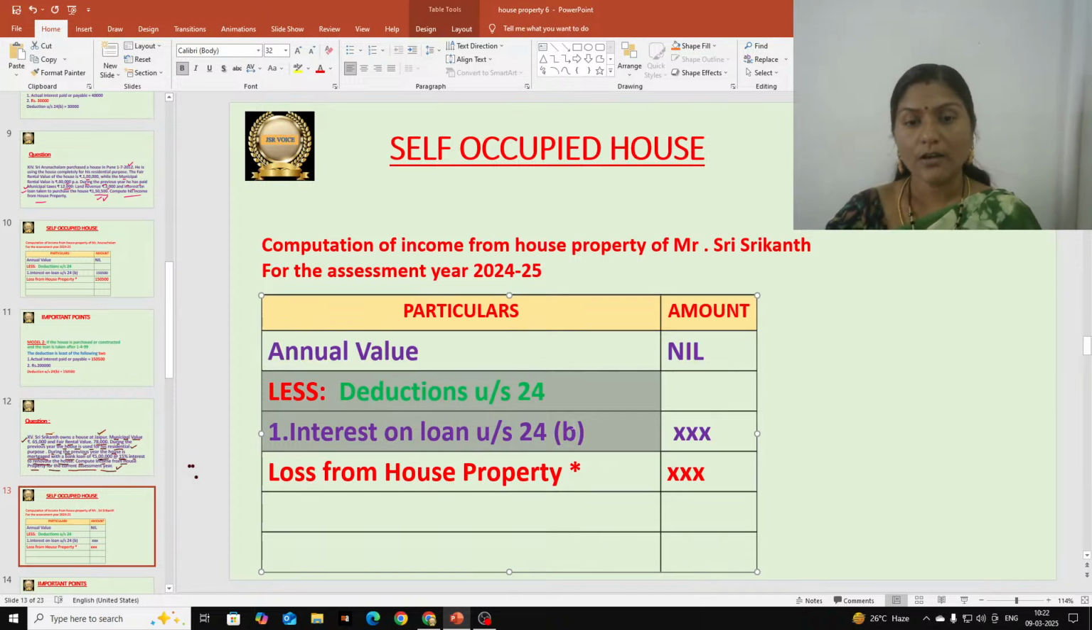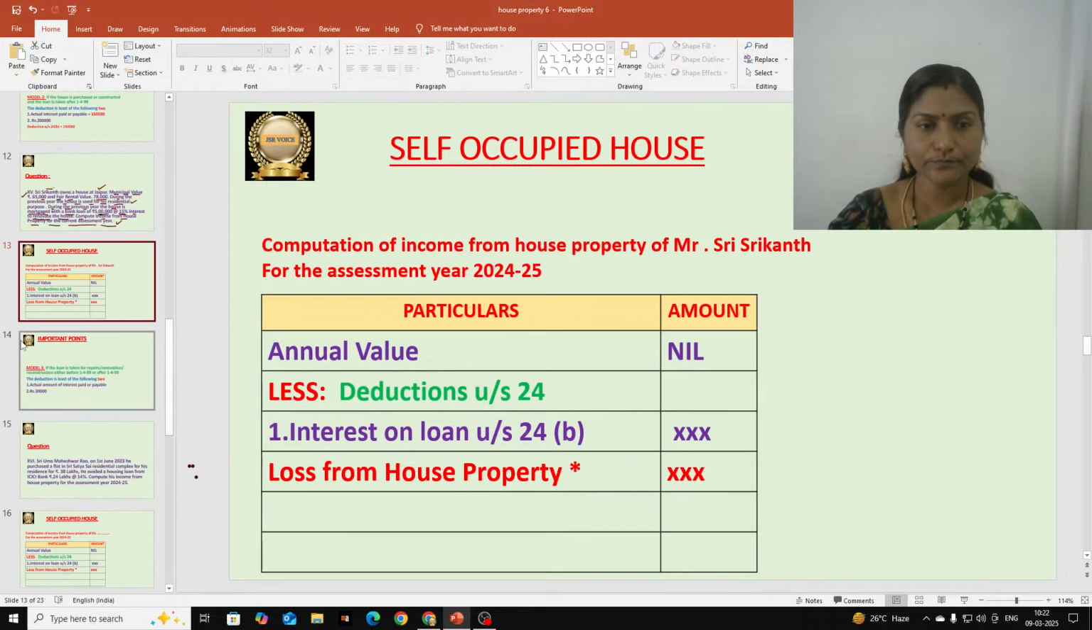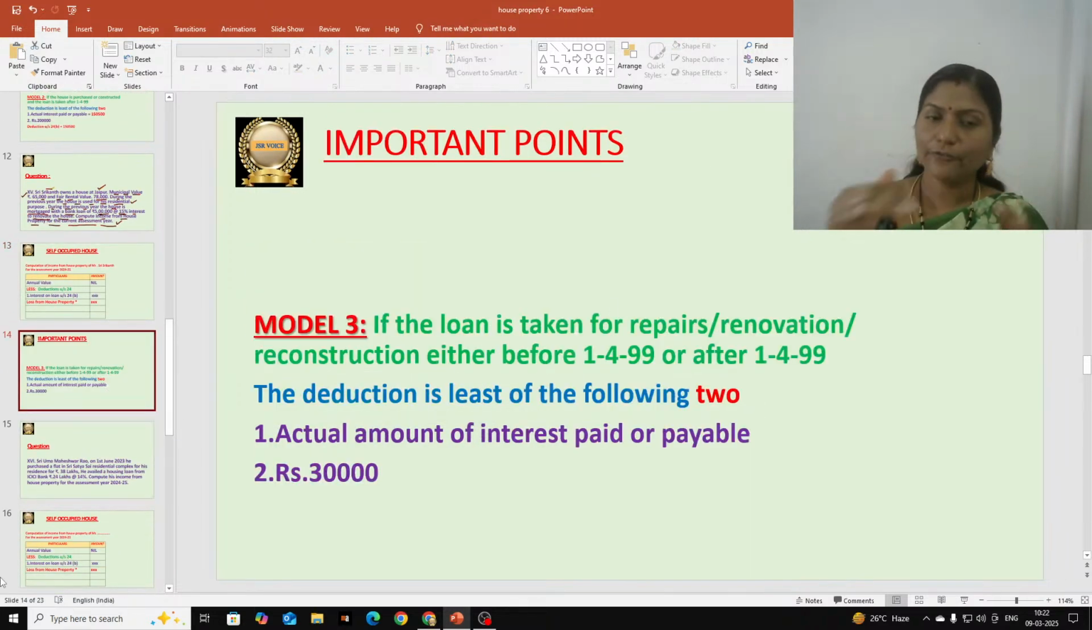How much? We should follow either model 1, model 2 or model 3. Already I told you the loan is taken for renovating the house. So model 3 we are going to apply. Under that format we should take this. So what is model 3?